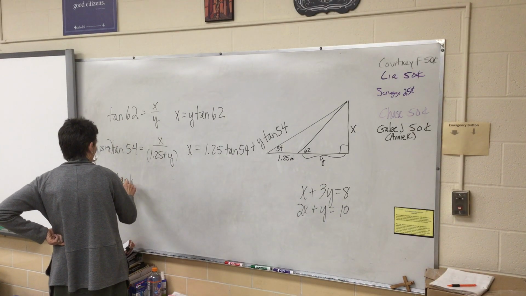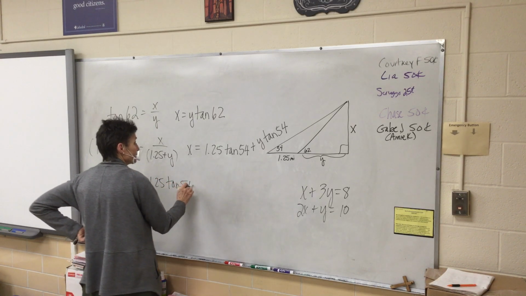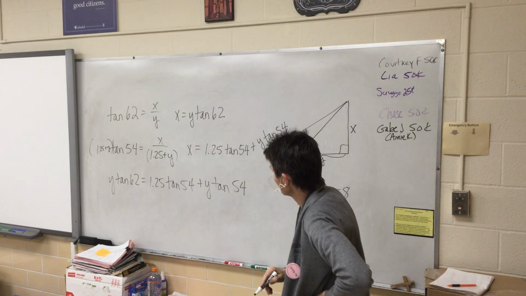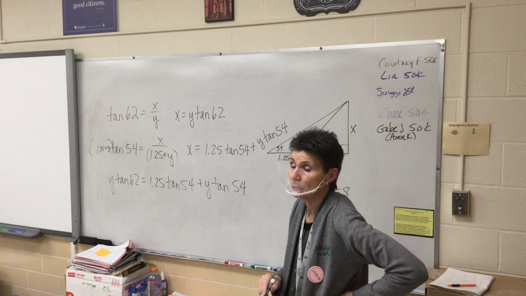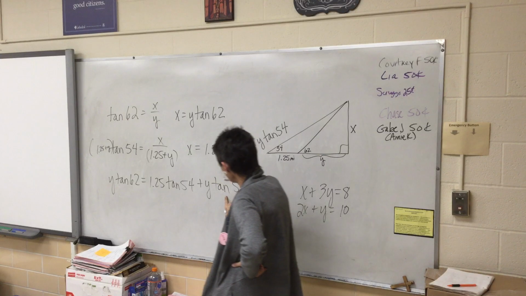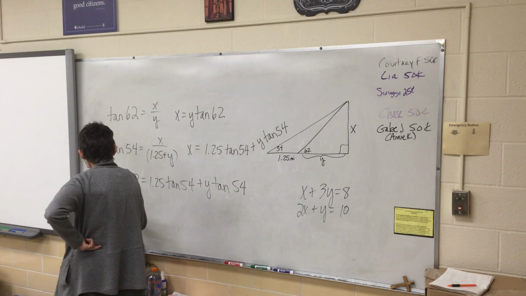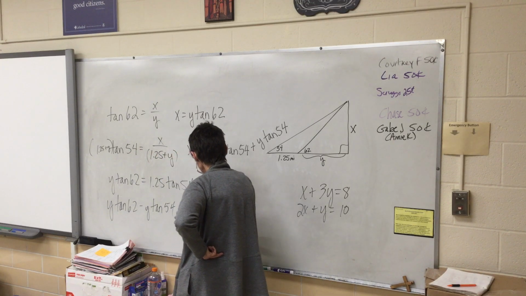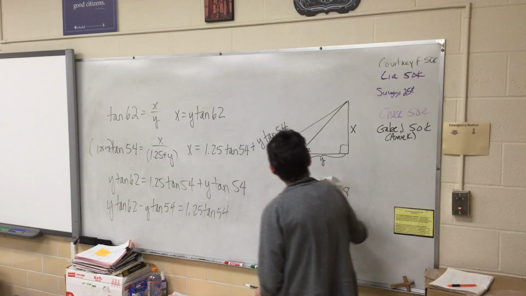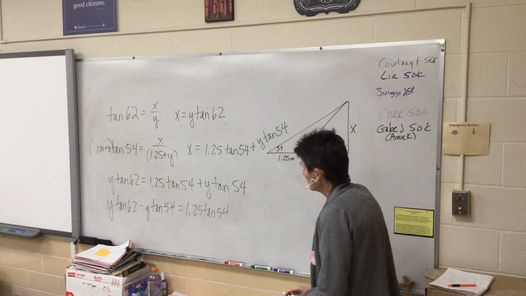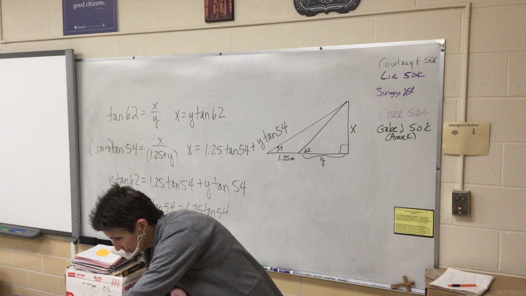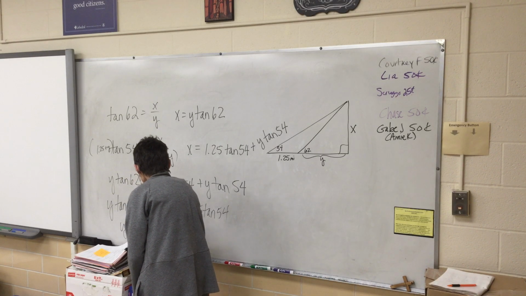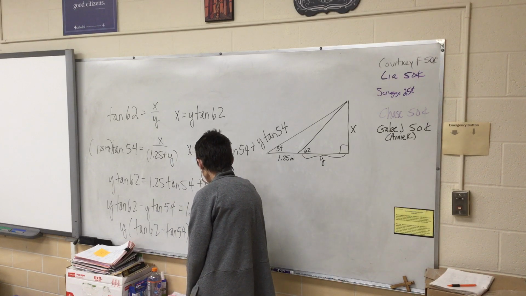So y tan 62 equals 1.25 tan 54 plus y tan 54. Just set these two things equal to each other since they're both equal to x. Now to solve that, I'm going to have to put the y's on the same side of the equation. So I'm going to bring this term over to here. So y tan 62 minus y tan 54 equals 1.25 tan 54. Now, I'll factor out the y. So I have y times (tan 62 minus tan 54) equal to 1.25 tan 54.